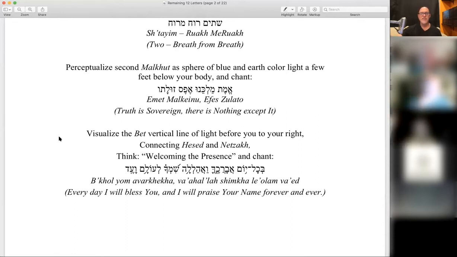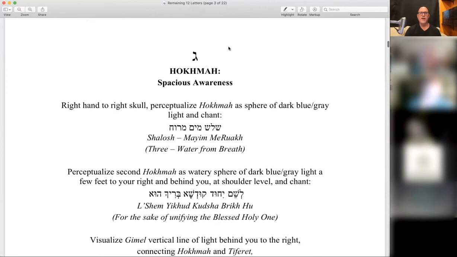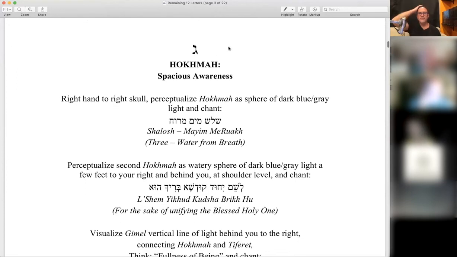to your right, connecting the space of Chesed at shoulder level down to Netzach at hip level. Seeing that line of Bet. B'chol yom. B'chol yom avechecha v'alala shimcha leolam va'ed. And bringing your right hand to your right skull.